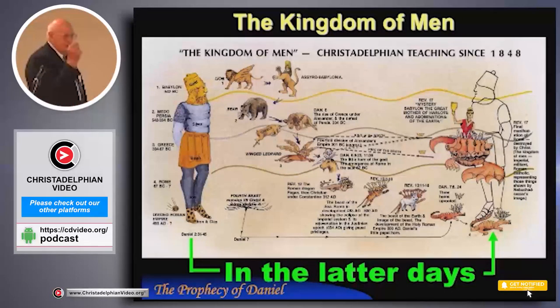I want you to notice one little thing, and I'll point it out again at the end. See, you've got the image, and you've got the lion of chapter 7. You notice the little number 1 here? That's because, you see, it relates to the head of the image.